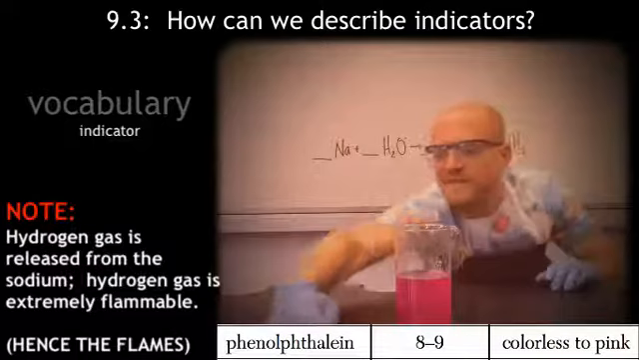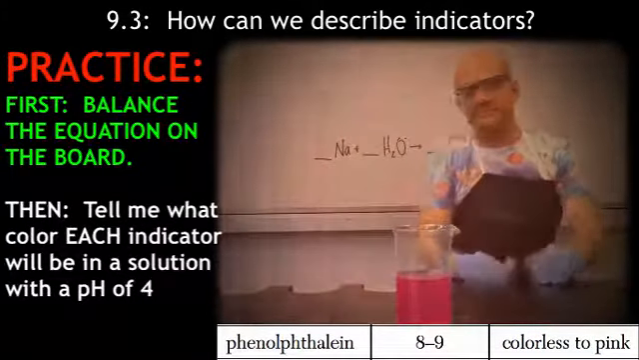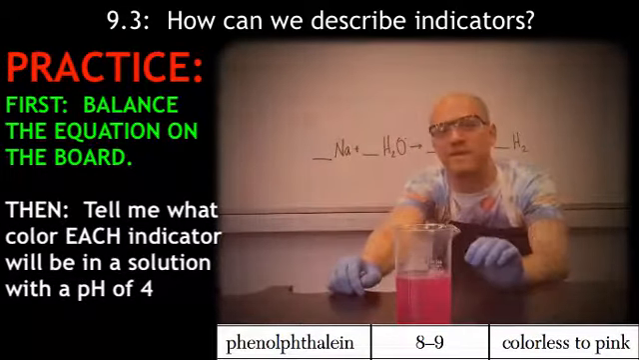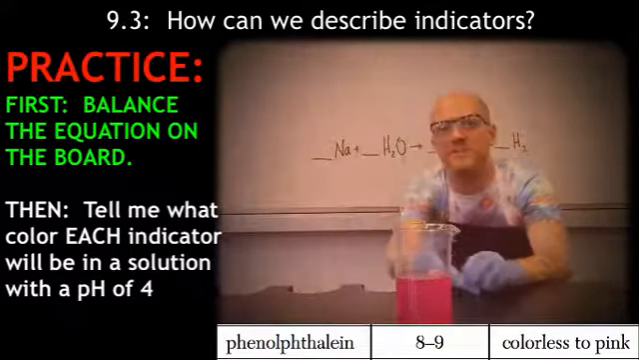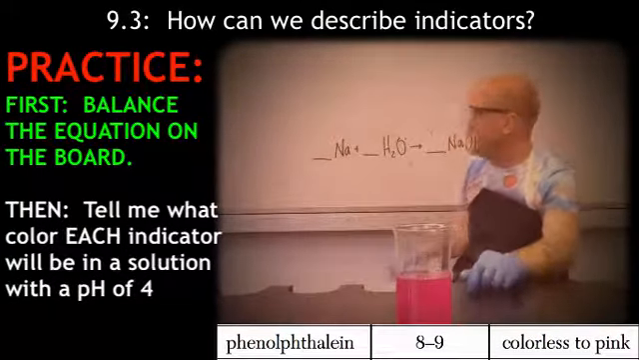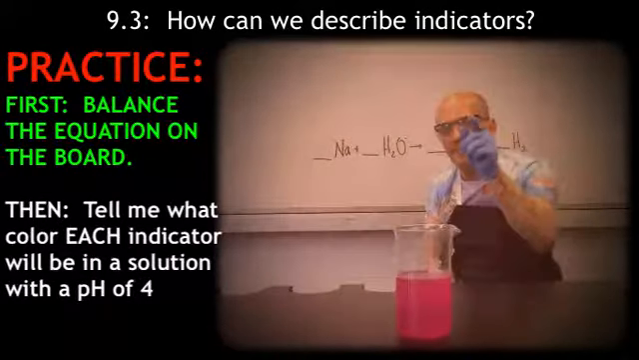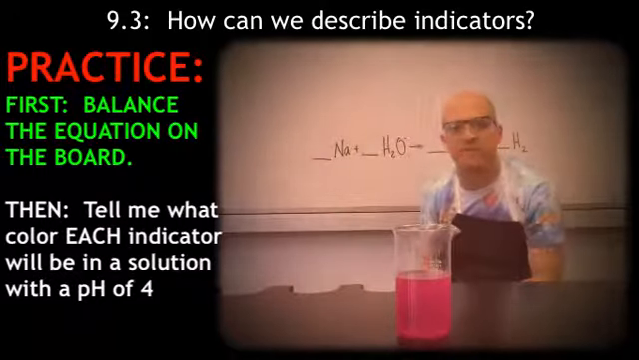All right. So you're going to be looking at your practice problems. I'm going to give you a pH, and you're going to tell me what color each one of the indicators is in that pH. So for this, we're going to start with pH of 4. Tell me each one of the indicators, and I've listed the indicators here on the side. Tell me what color each one of the indicators is going to be at a pH of 4.